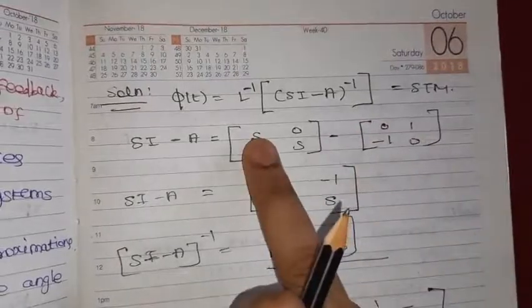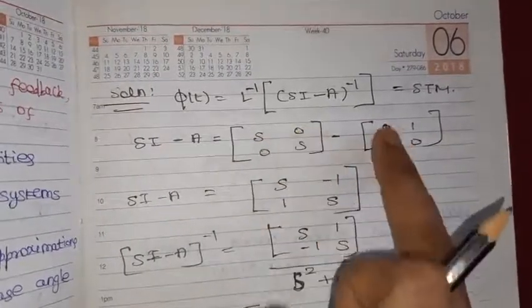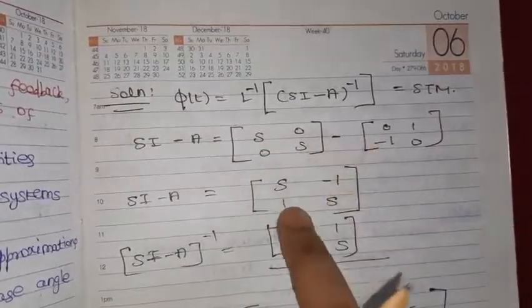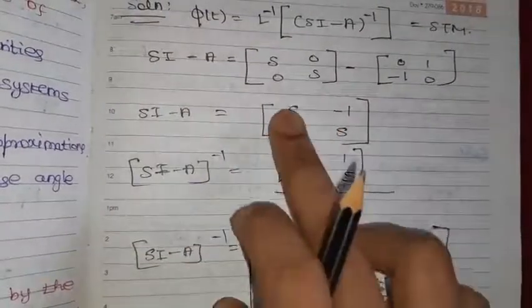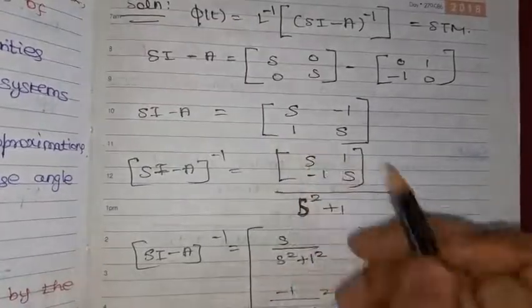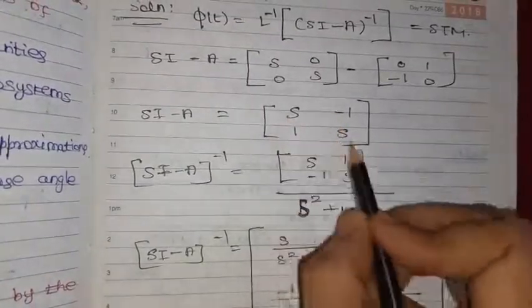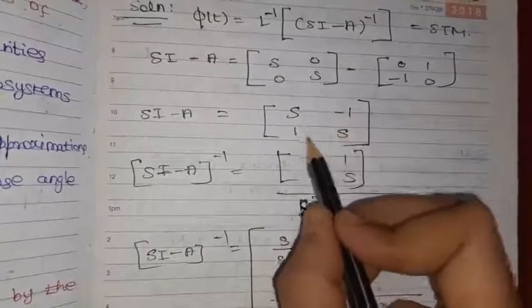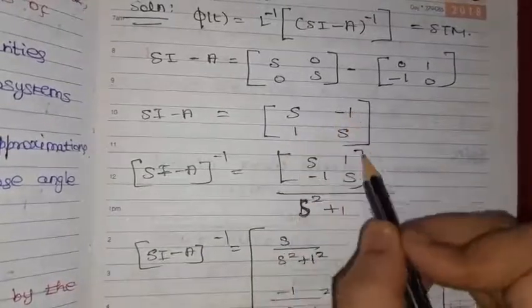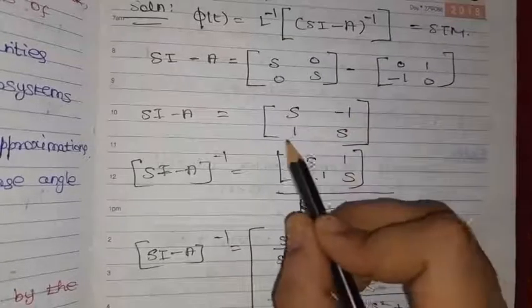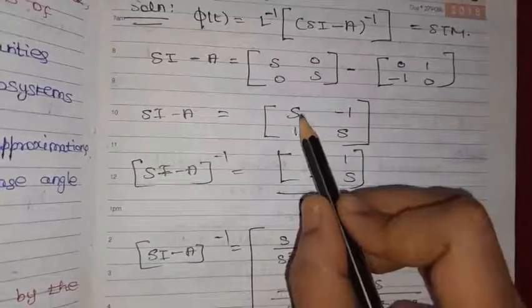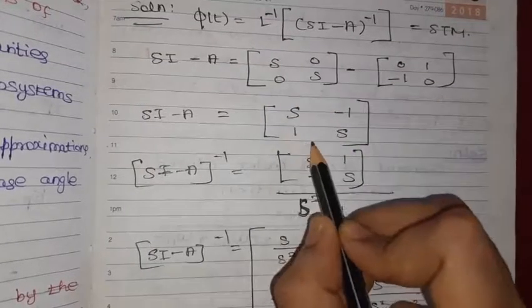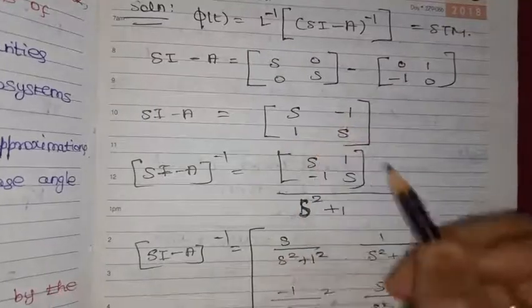So just subtraction: s, here minus 1, here plus 1, here s only. So this is sI minus A. Then what is sI minus A, the whole inverse? Adjoint of this divided by the modulus of this. How can we find the adjoint? Interchange these two elements, and change the sign of the other two. So minus 1 becomes plus 1, plus 1 becomes minus 1. Divided by the magnitude of this, just take the modulus value: s squared minus of minus 1 plus 1, so s squared plus 1.